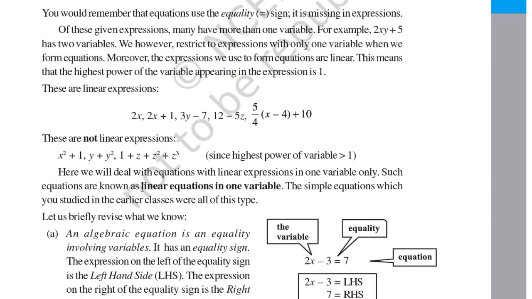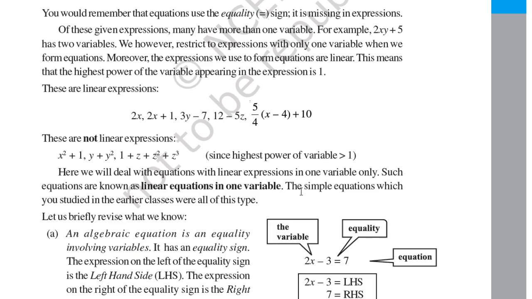These are not linear expressions. x square plus 1 is not a linear expression because the power of x is 2. x plus y square is also not linear. Here also 1 plus z square plus z cube is not linear because the highest power of the variable is greater than 1. So here we deal with equations with linear expressions in one variable only. Such equations are known as linear equations in one variable.